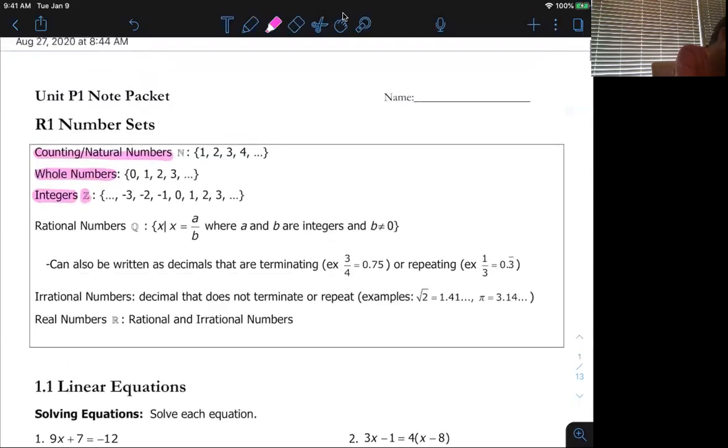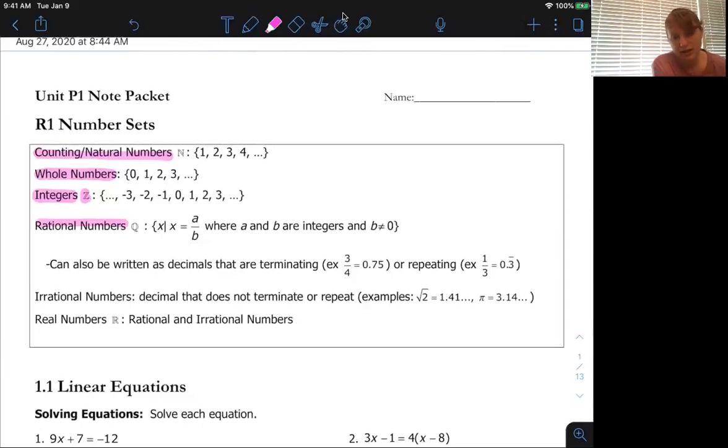Rational numbers are going to be numbers that can be written as a fraction. They can be written as decimals, but the decimals have to be terminated. So what that means is there has to be like an ending spot, like 3/4 is 0.75, or it has to be a continuing repeating pattern. So 1/3 is 0.3 repeated.